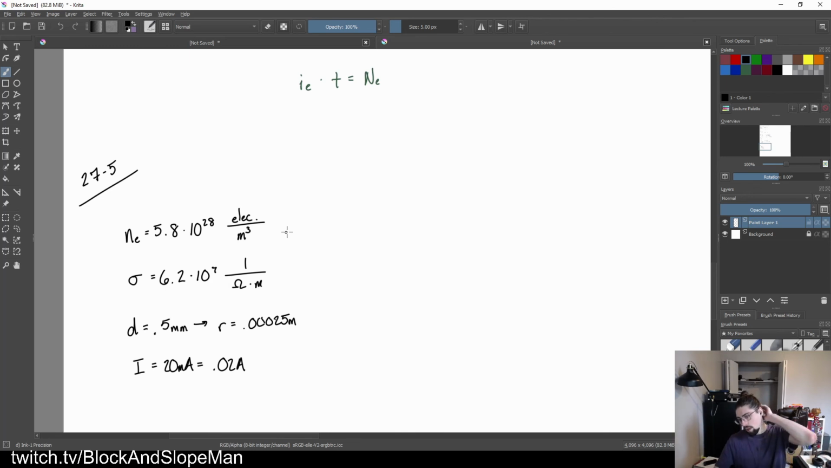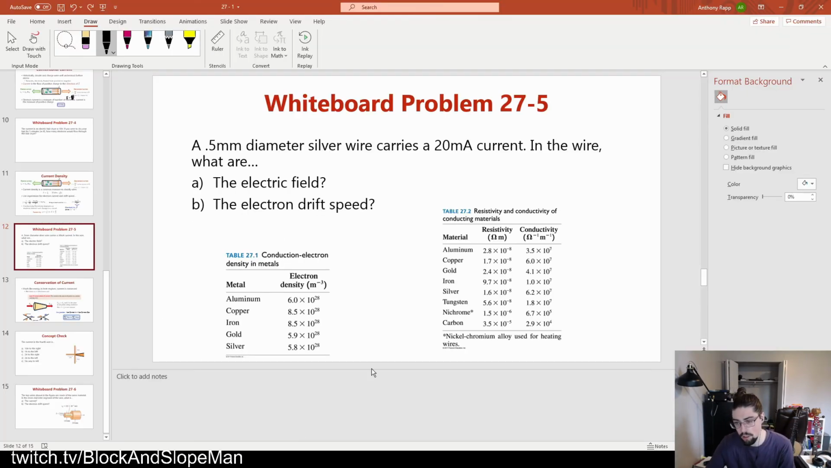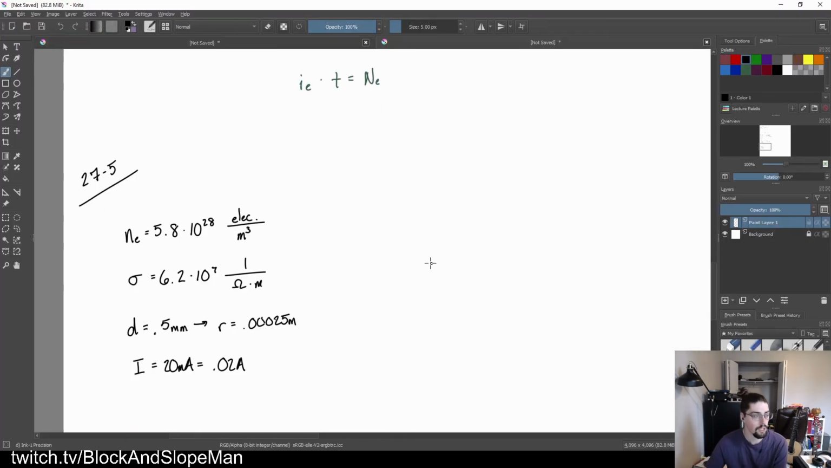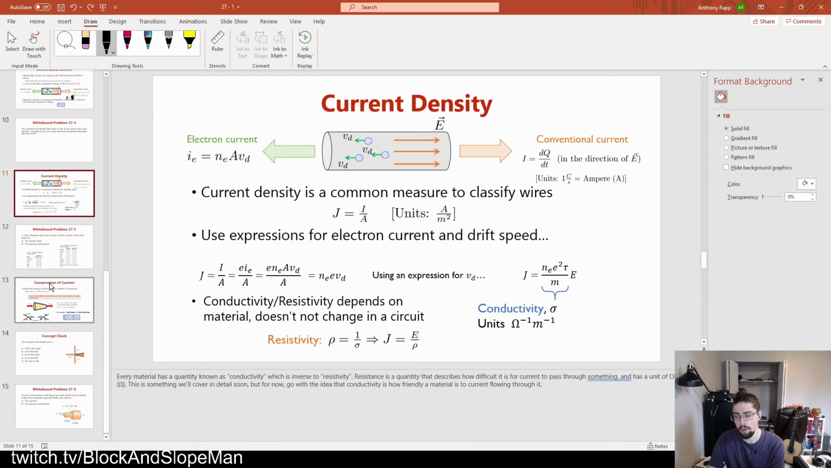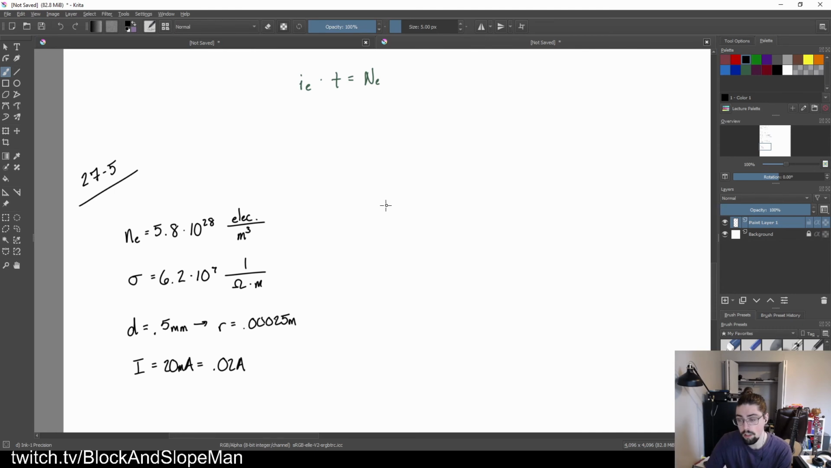But here's what I'm thinking. I'm looking for the electric field and I'm looking for that drift speed. Those are the two quantities I'm after. I'm going to start with the electric field. Based on what we saw on the slide before this problem, this whole mess of different values is actually just our value for conductivity, sigma. So we can write that the current density J is equal to sigma times the electric field. If we're after the electric field, we're most of the way there.